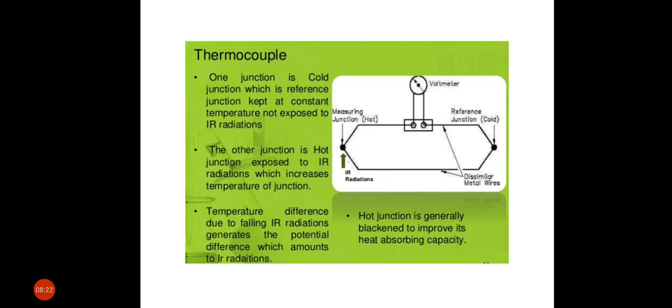The temperature difference due to falling IR radiation generates a potential difference, which amounts to the IR radiation. The hot junction is generally blackened to improve its heat absorbing capacity.